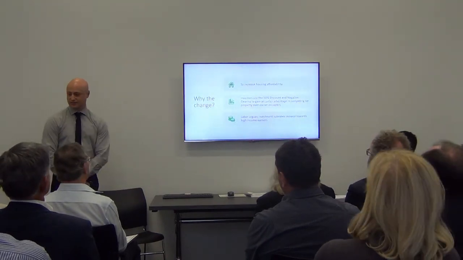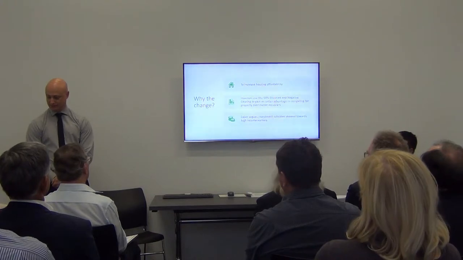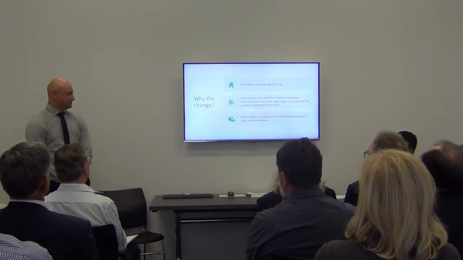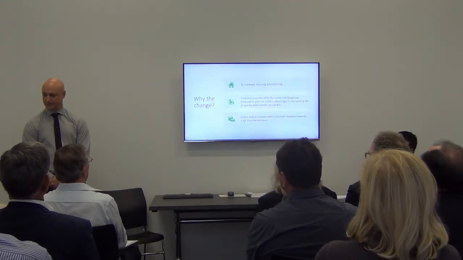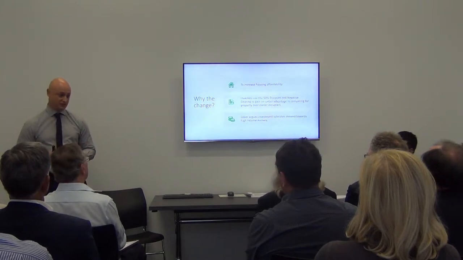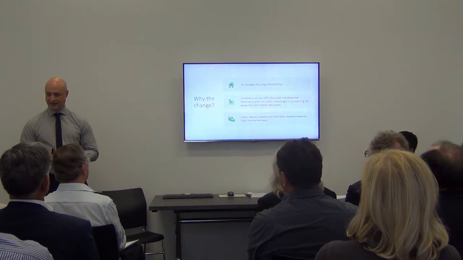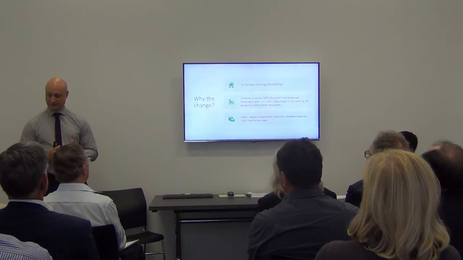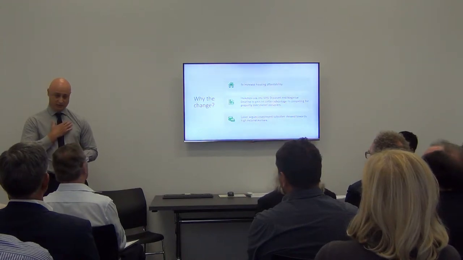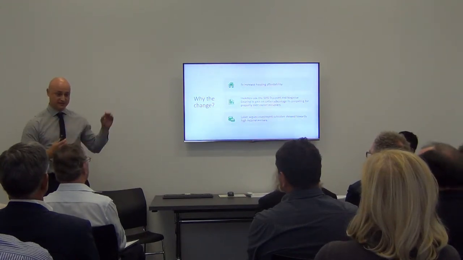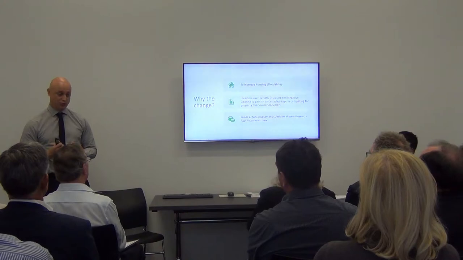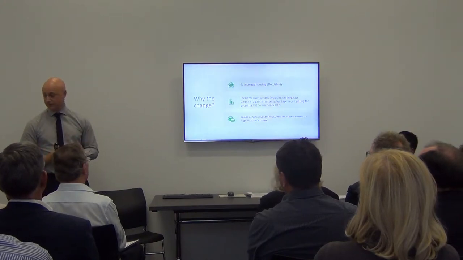Why the change? The reason is that Labor believes it will increase housing affordability. The two major tax concessions that investors use are the 50% discount and negative gearing, and they're attacking both of those. Because they believe that me as an investor has the advantage over someone who's looking to buy a home, because I can use these tax concessions to make it more affordable for me to make bank repayments, for example.